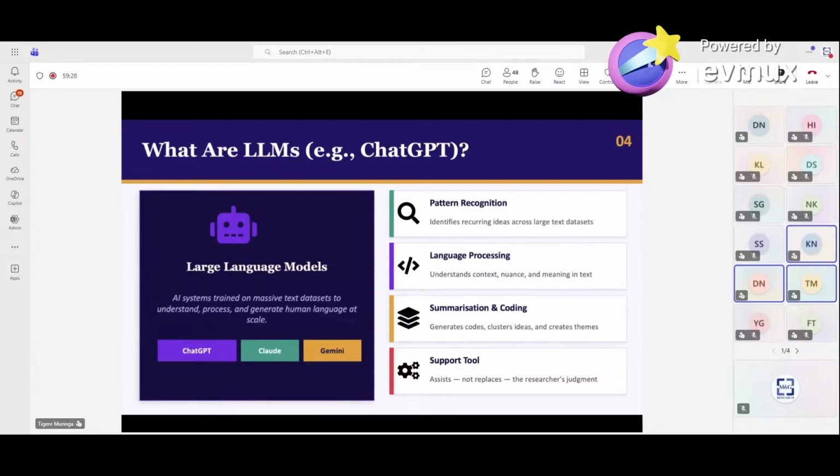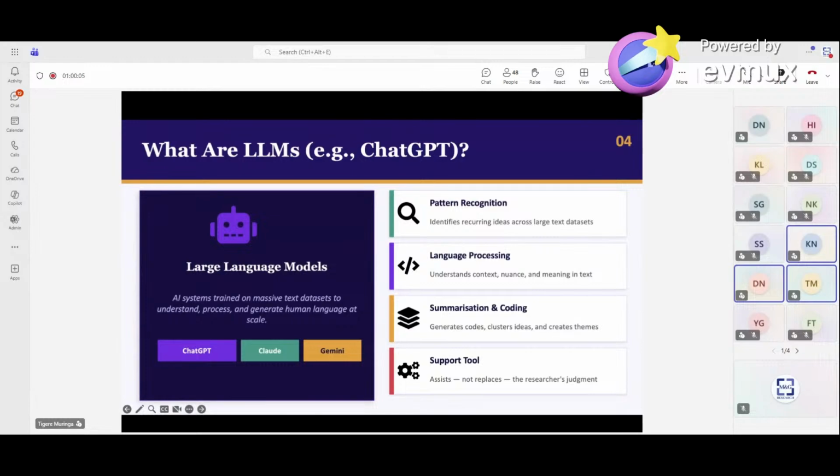Then language processing: they understand context, nuances, and meaning in text, which is what we want to do when we are doing a thematic analysis. So they already have the capability that is required in a thematic analysis approach, if you remember the 6 steps that we discussed. Then the summarization and coding: they generate codes, cluster ideas, and create themes. That's what they do, which is another fundamental step within the Braun and Clarke thematic analysis.